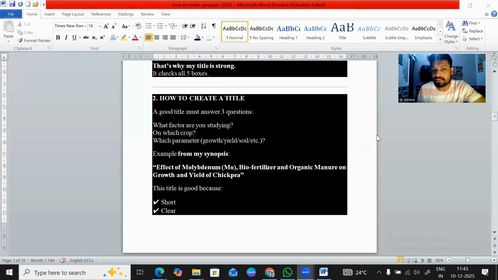Next topic, we have to understand how to create a title. A good title must answer 3 questions. What factor are you studying? On which crop? Which parameters are you taking, like growth, yield, and soil? For example, in my synopsis, my title was Effect of Molybdenum, Biofertilizer, and Organic Manure on Growth and Yield of Chickpea. This title was good because it's short and very clear.